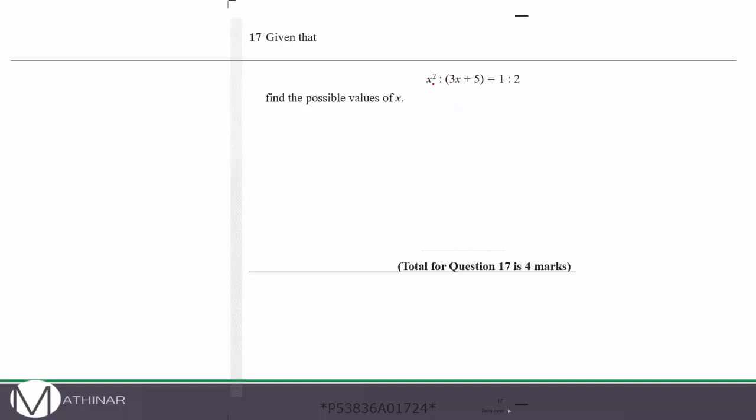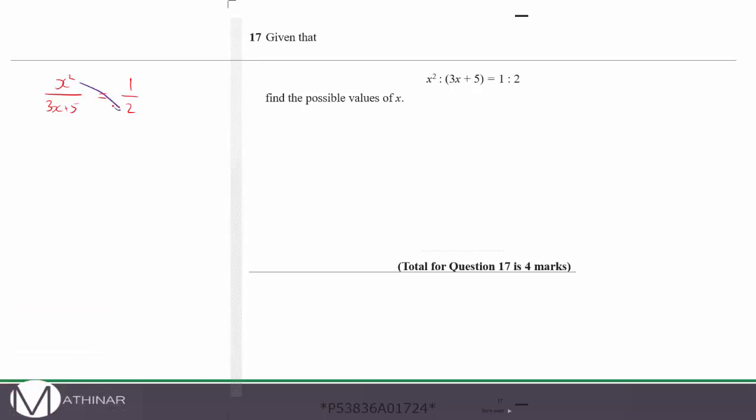The way you do that is x squared to 3x plus 5 simply becomes x squared over 3x plus 5. The ratio 1 to 2 becomes 1 over 2, and there's an equal sign there, so we make them equal to each other. So now we've got this fraction equal to this fraction. So what we can do now is cross multiplication.